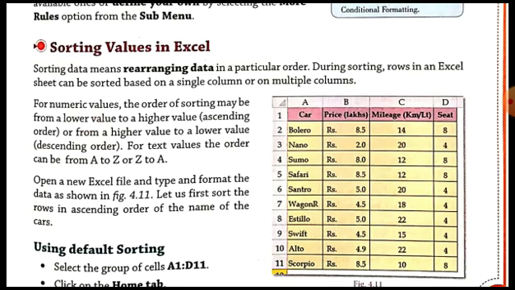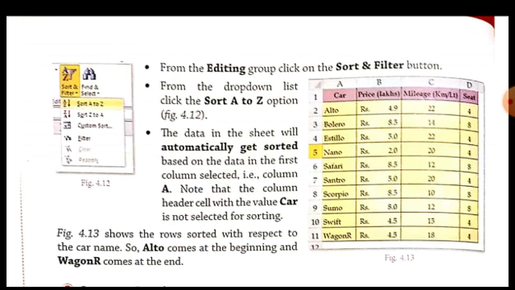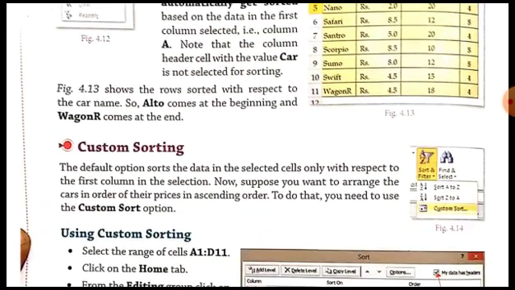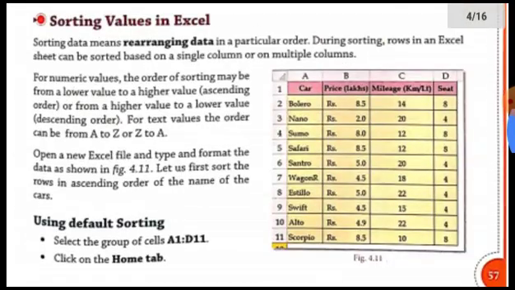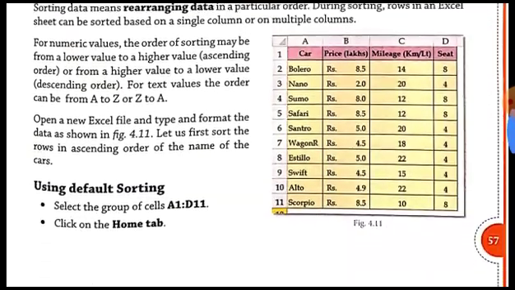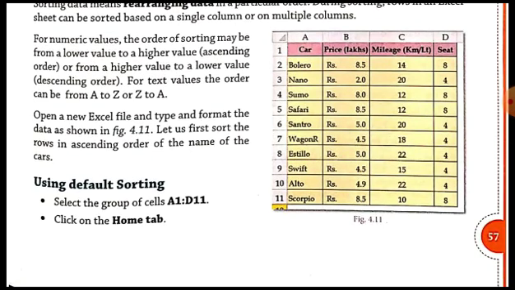But what happens in the case of custom sorting? Custom sorting we will see in the next videos. Using custom sorting, we can also rearrange or sort the data on the basis of multiple columns. This is the difference between custom sorting and default sorting. So here, first of all, we will understand how to use default sorting.